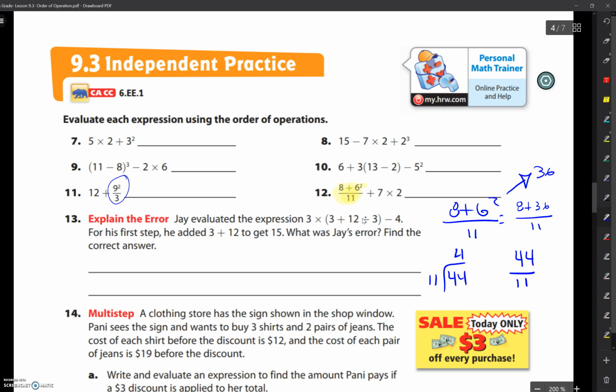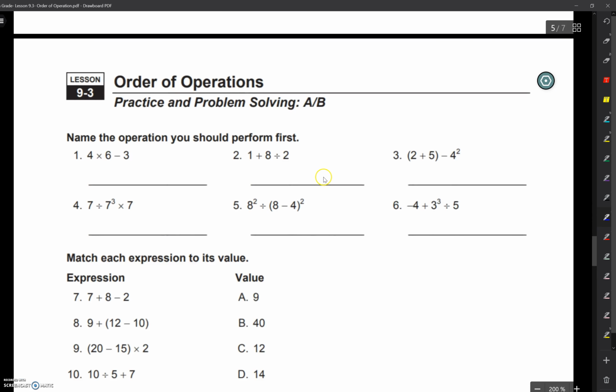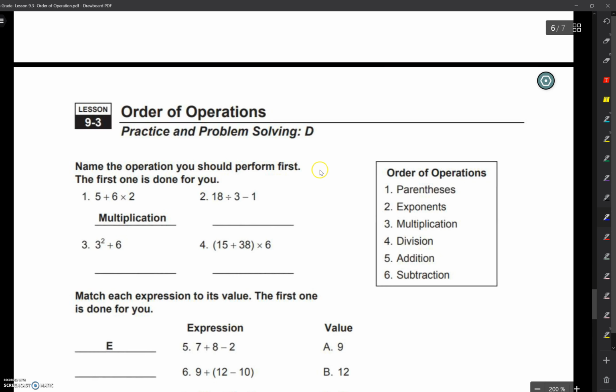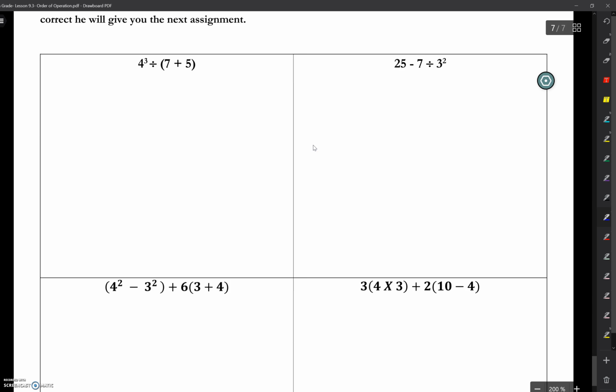Same thing with this one here. This means 9 squared. 9 squared equals 9 times 9, which is 81, divided by 3. So it would be 81 divided by 3. So I want you to do number 7, 8, 9, 10, 11, 12, 13, 14, all of 14, and then come onto this page and complete all of these as well. And then I have an exit ticket. This is for me to check for your understanding, to see how much you know.